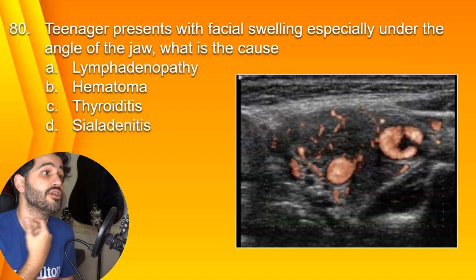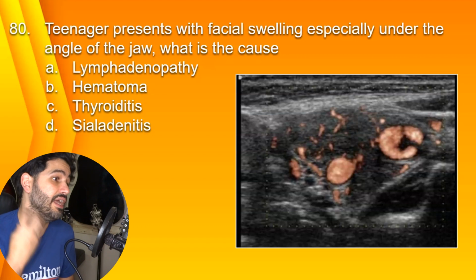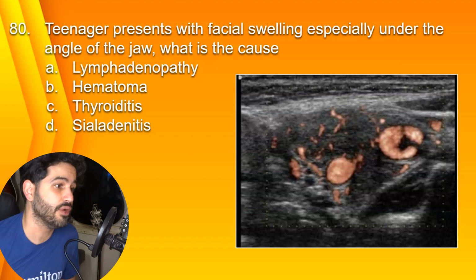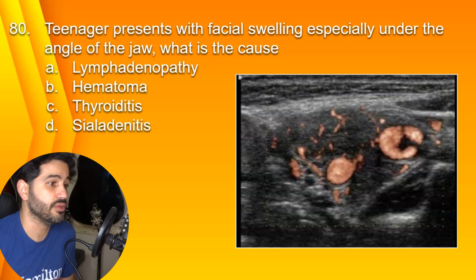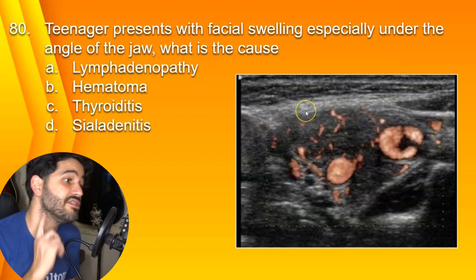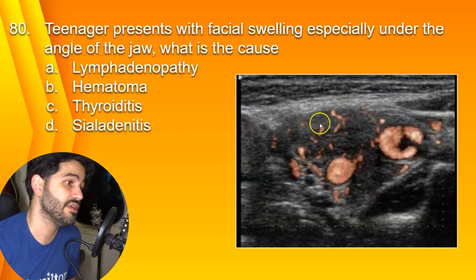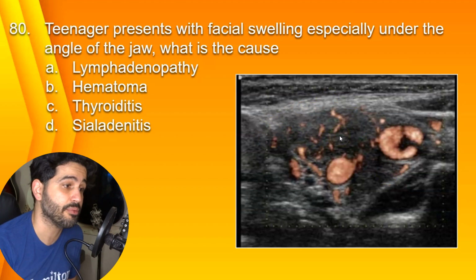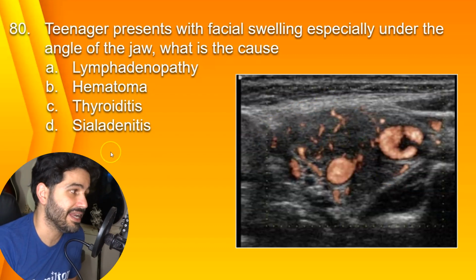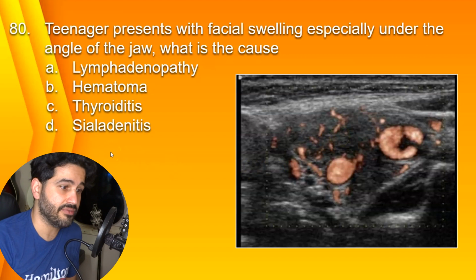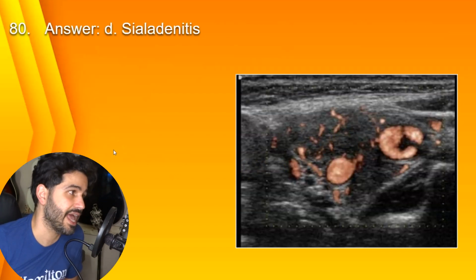Thyroiditis, you would see here where the thyroid is. And a hematoma would not have internal blood flow as this image does. So this appears to be the submandibular gland with increased internal flow or hyperemia, which is sialadenitis or submandibular inflammation. So the answer is D. Sialadenitis.